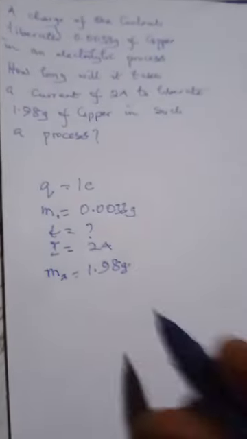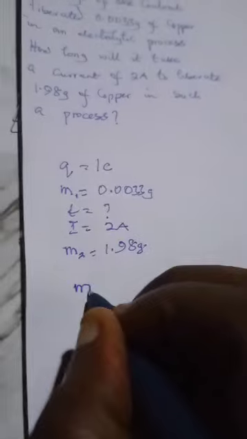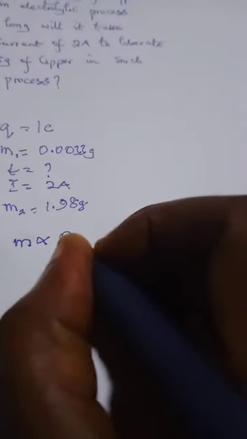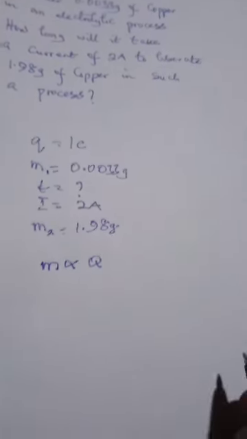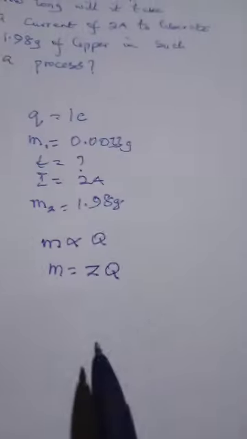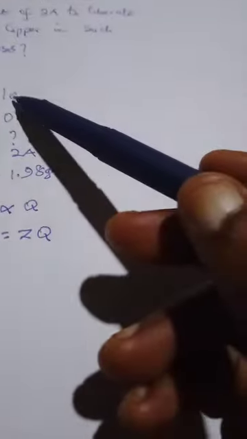How do you go about something like this? It's very simple. Naturally, in an electrolytic process, the mass deposited or liberated at the electrodes during electrolysis is directly proportional to the quantity of charge flowing. Now, from your mathematical knowledge, if you change this to equals, you put a constant of proportionality. So that is M equals ZQ, where Z is what we call the electrochemical equivalent.